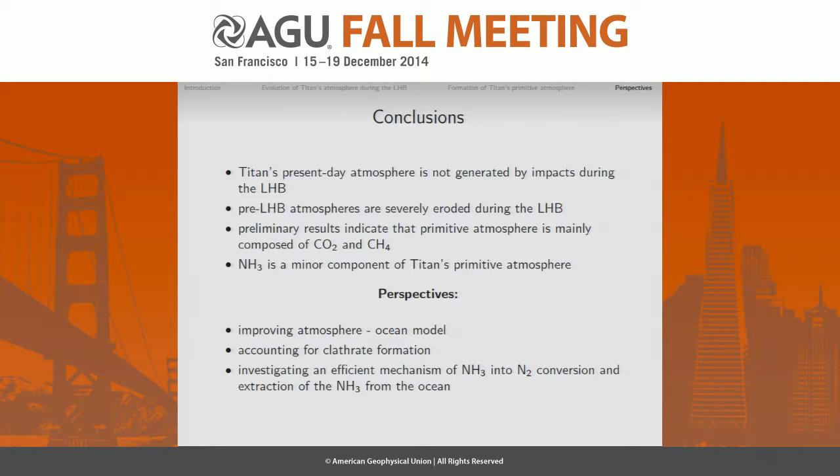How did you scale the impact rate? Because on your graphs you say impact rate, and what we know of the late heavy bombardment is scaled to the Moon. And Titan being further out in the solar system, I would expect the impact rate to be lower. Actually, in the study of Charnay et al. 2009, it is scaled to Iapetus. Oh. Yeah. Okay, thank you.